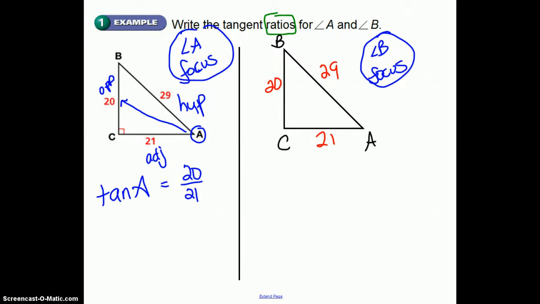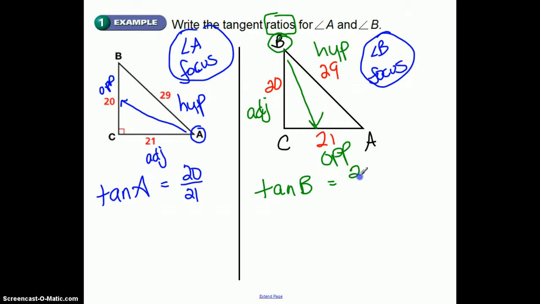Now if I focus on this next one, B is my focus angle. So this is opposite, this is adjacent, and this is hypotenuse. So the tangent of B is opposite over adjacent. Now notice these are just flipped over versions or reciprocals of each other. That's going to be important to know later on. Okay, I'm going to try one more.